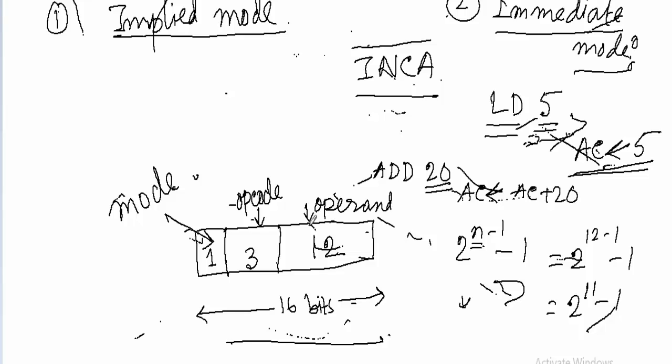Because in the immediate mode the operand is a constant value, we can put the value of 2 to the power 11 minus 1 directly in the operand field. We don't have to put the address of that field, we can put the operand in the operand field, because this is immediate mode. In the immediate mode we put the actual operand in the instruction.